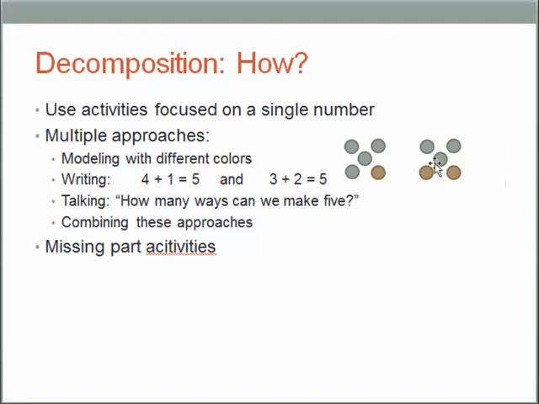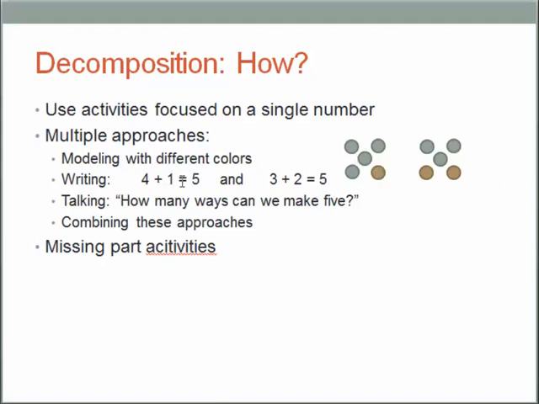You can have kids model the decomposition with different colors. Here's 5, here's 5, except here we can see 5 is really 4 and 1. Here we see 5 is really 3 and 2. So we could build all the different ways we could model 5. We need to have kids writing these out as they learn these numerals. We can say, okay, how are we going to show that 5 is really 4 green counters and 1 orange?